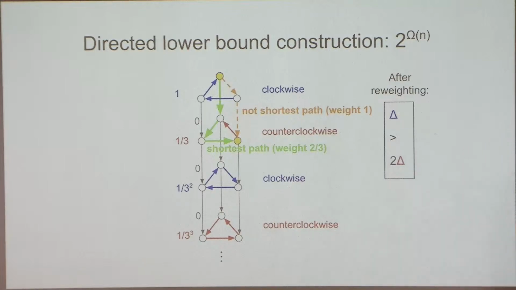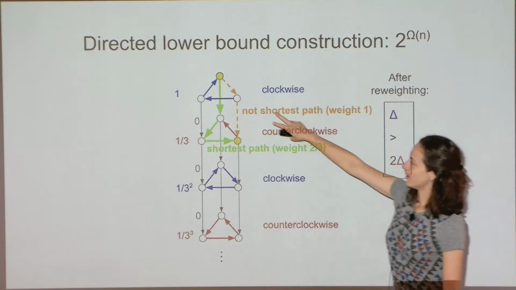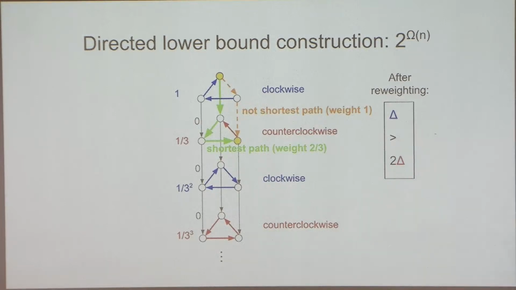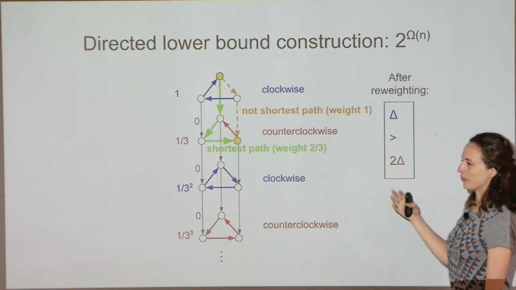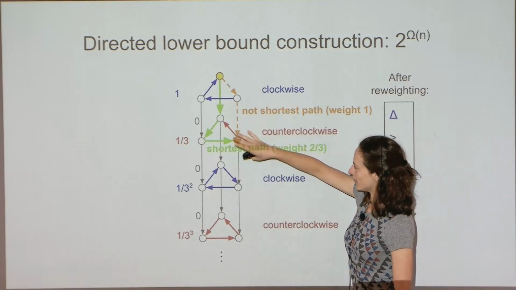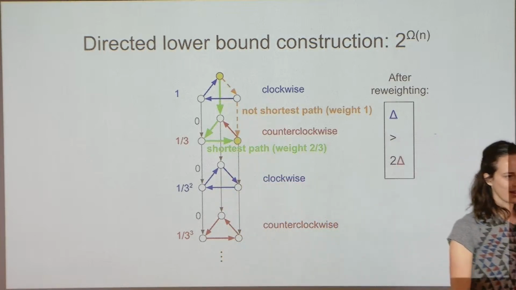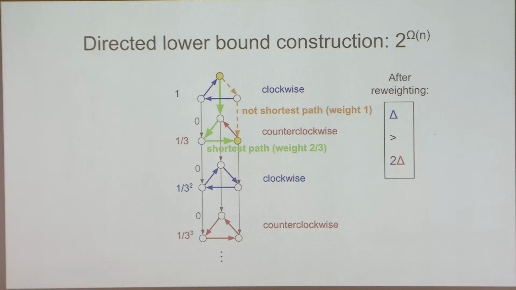And this graph is just the same thing for n over 3 layers. So you can do the same exact argument for all of the layers and say the weight of this one is at least twice that of this one, which is at least twice that of this one, which is at least twice that of this one, et cetera. And so you get that the aspect ratio becomes exponential.